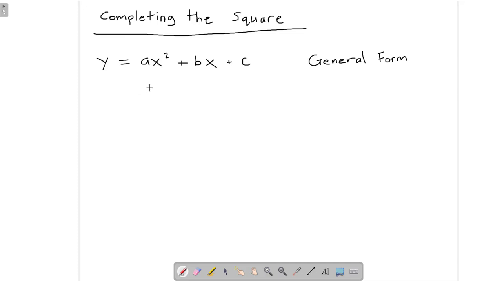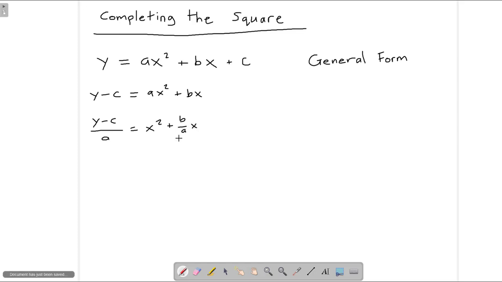So let's start with our quadratic equation in general form, like we have here. We'll first take our c to the other side, so we'll subtract it from both sides. So I have y minus c on the left-hand side now. And on the right side, I'm just left with ax squared plus bx. Next, we'll divide the whole equation by a, so I can isolate my x squared. So divide everything by a, meaning this left side too. x squared plus b over a x.